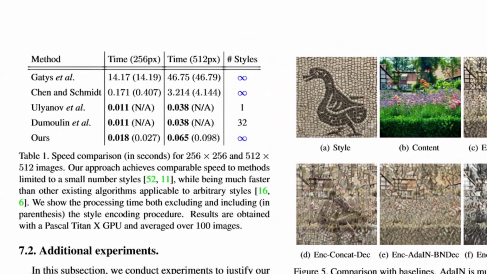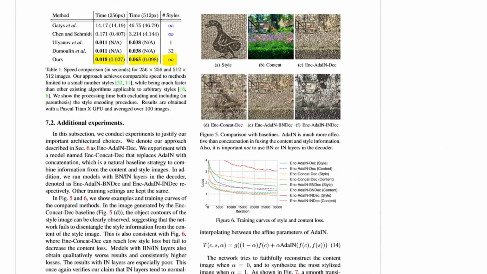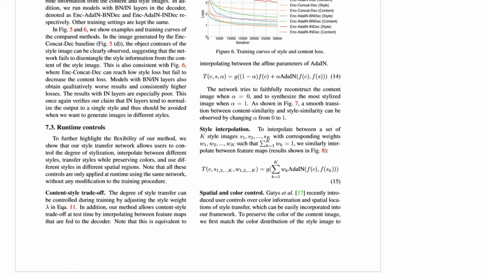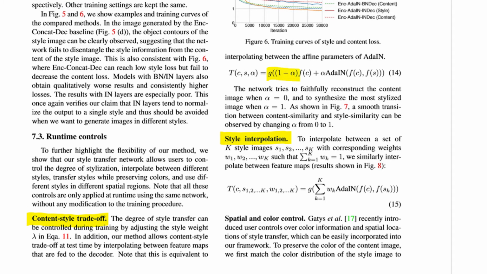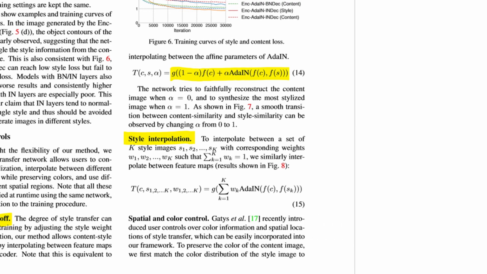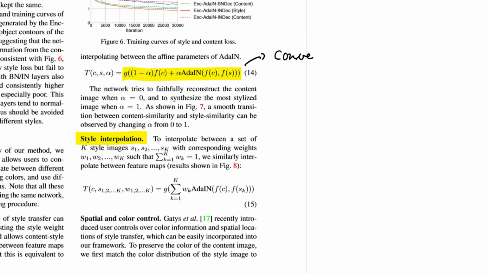So here again, we see a little comparison. Our method is both very quick, and the number of styles that we can perform the style transfer for is infinite. So it wins out in these respects. Maybe one last thing to mention is the fact that we can interpolate between styles, as well as have a content style trade-off, just by taking a convex combination in feature space.